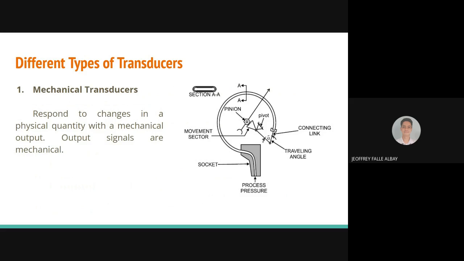So moving on to different types of transducers. There are two types of transducer, mechanical and electrical. For mechanical transducers, it responds to changes in a physical quantity with a mechanical output. So output signals are mechanical. So the output mechanical quantity can be anything like displacement, force, torque, pressure, and strain. Next slide.